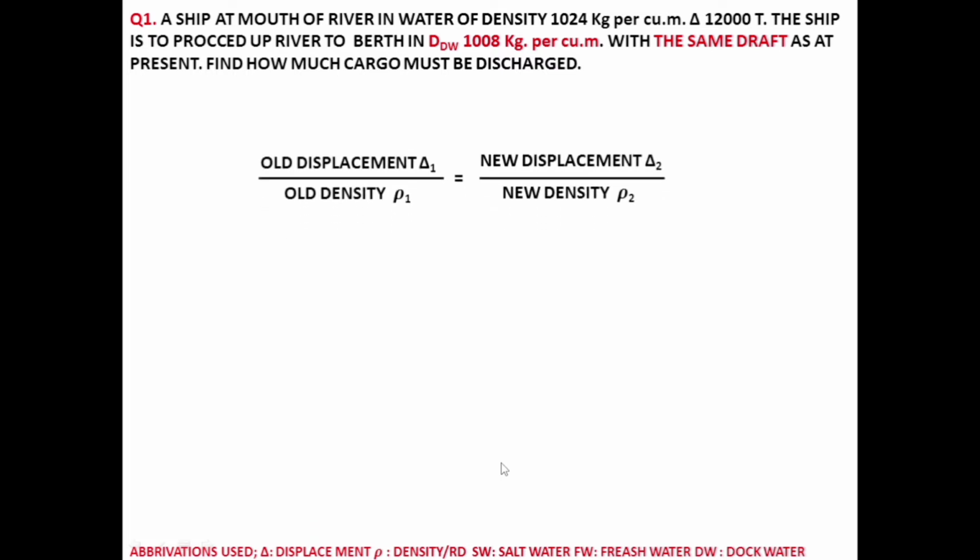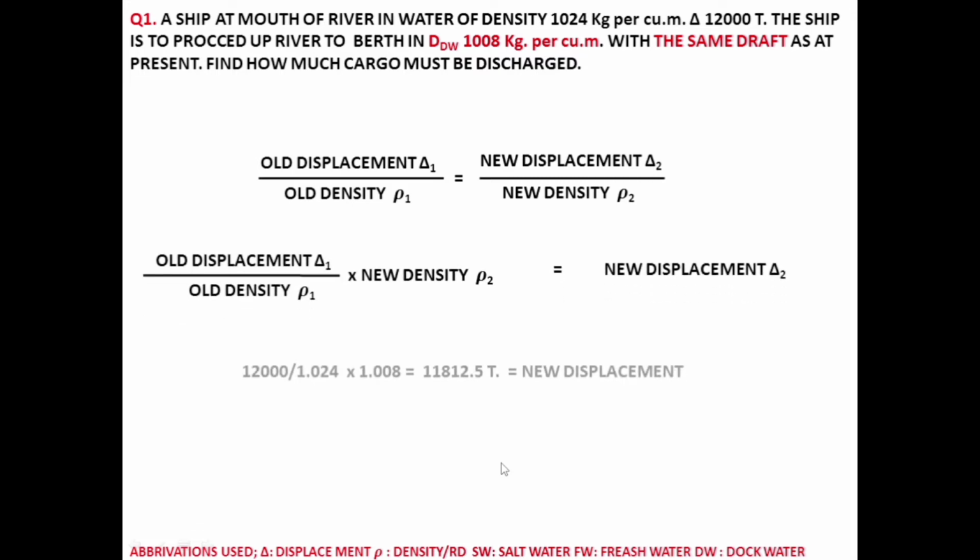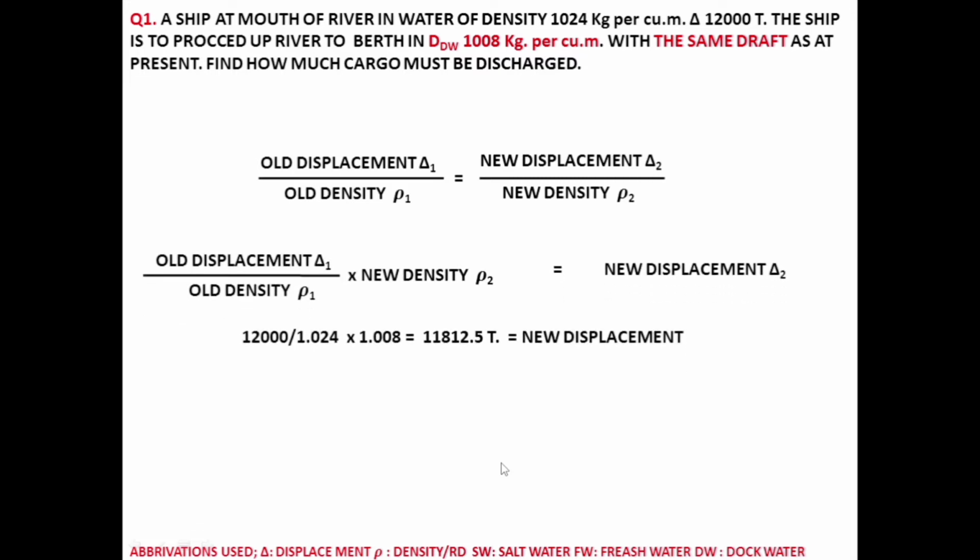So as per the relation we saw, just substituting the values there, I get my new displacement. The old displacement is already given to me as 12,000 tons. So the difference between these would be the cargo I'm discharging.